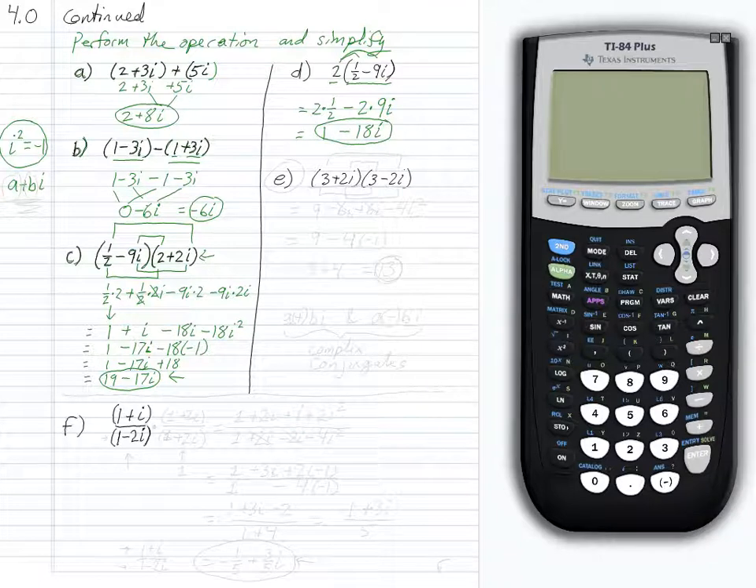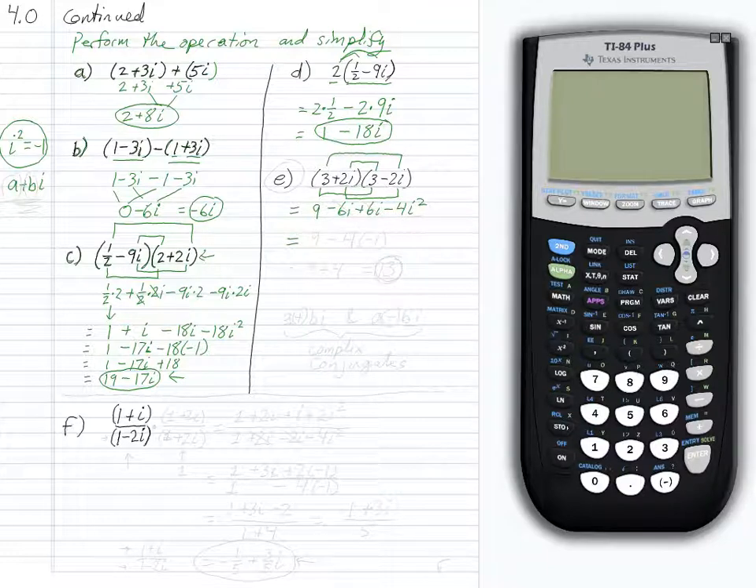Now let me show you one more complex multiplication before we look at the question of division. So here in part E, we see the product of two complex numbers. Each one has a real part and an imaginary part. And I will simplify this again by FOILing. So if we do the first terms, that would leave me with 9. The outside would leave me with negative 6i. The inside would leave me with positive 6i. And the last terms, 2i times negative 2i, would leave me with negative 4i squared.